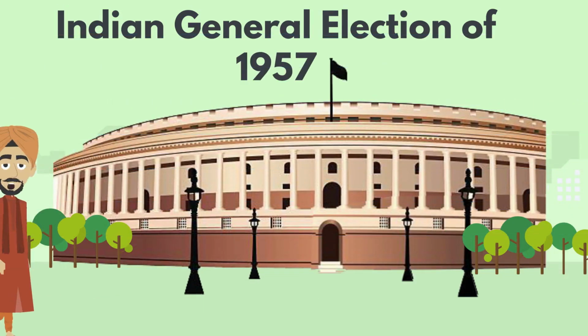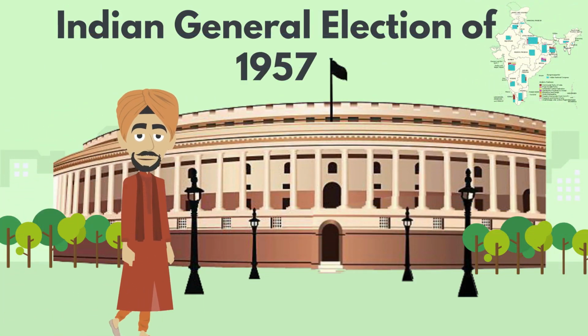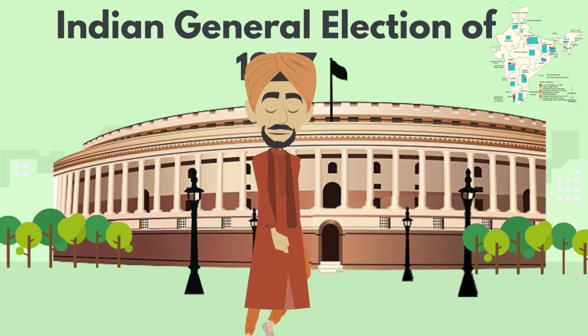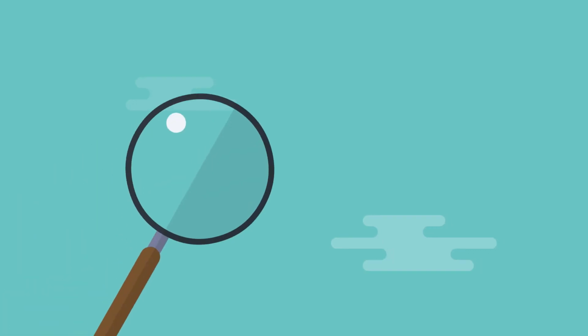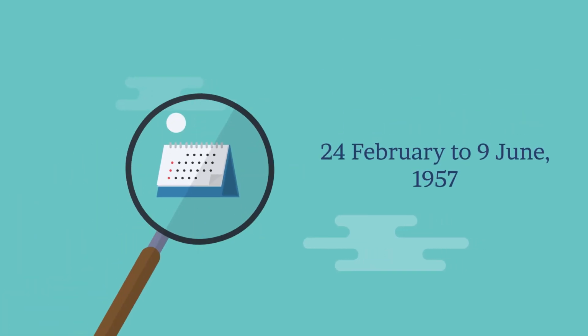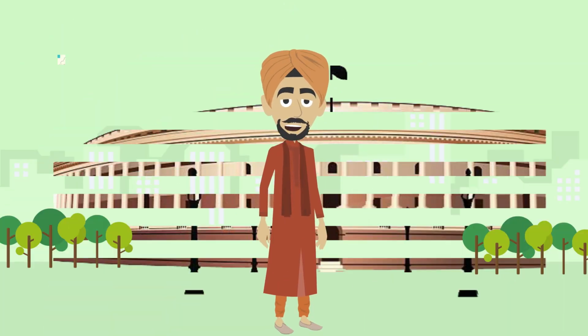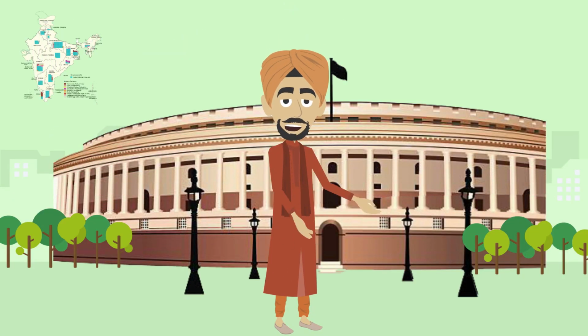The 1957 Indian General Election. This election was held from 24th February to 9th June 1957. They were held 5 years after the first general election, according to the provisions of the Constitution of India.